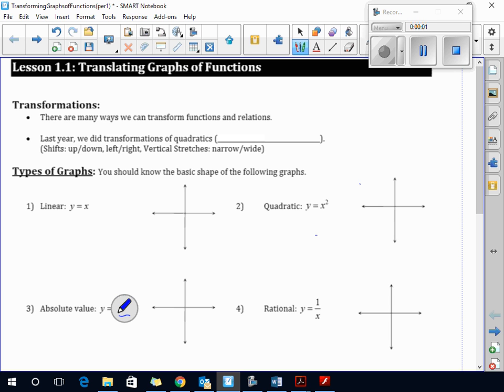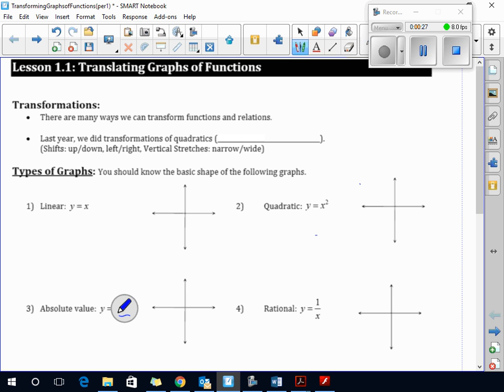Shifted them up, down, left, right, and you also did what to it? Yeah, you could have flipped them, like reflection. You stretch them or flatten them, yeah. Okay, so we're going to expand upon that in grade 12 pre-cal. And not only are they going to be stretched vertically, we're also going to be stretching horizontally. That's the addition of it.